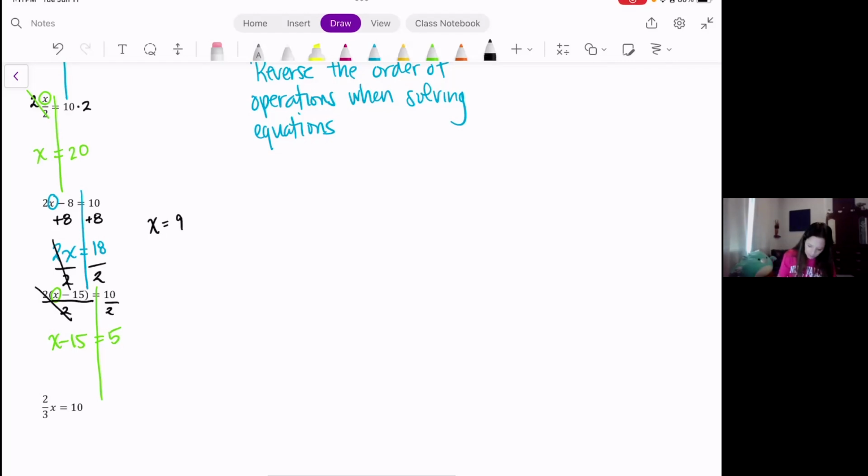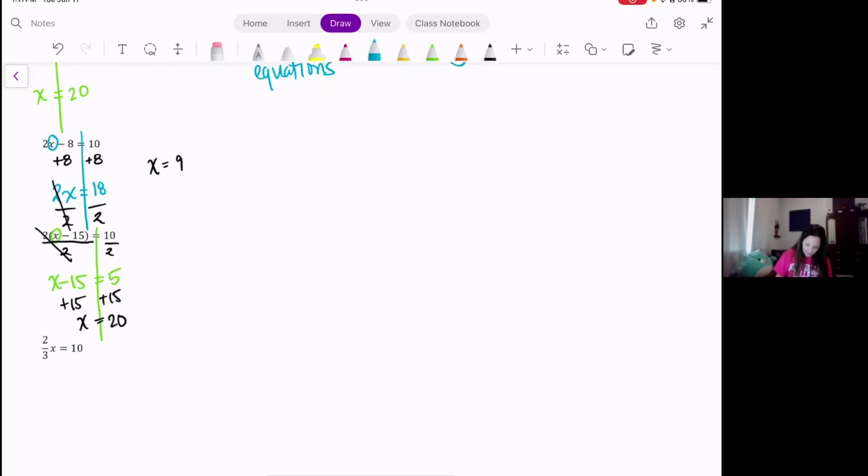I'm going to undo the subtraction of 15 by adding 15 to both sides. 5 plus 15 is 20. That's my answer. So doing inside the parentheses first, 20 minus 15 is 5. 5 times 2 is 10. I've done the math correctly.